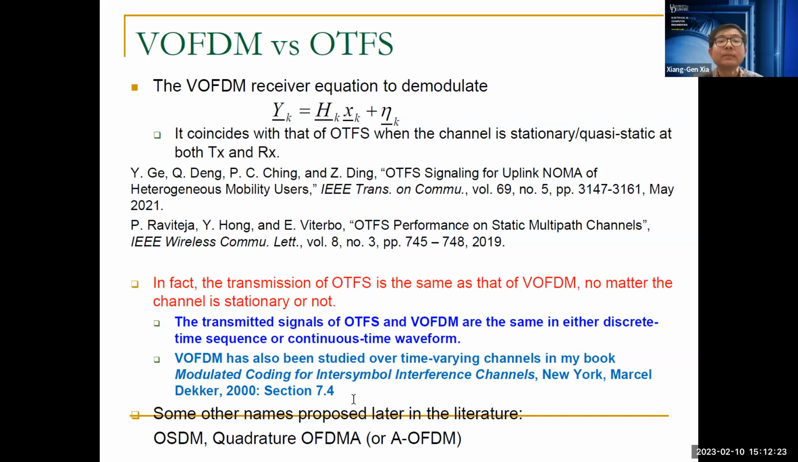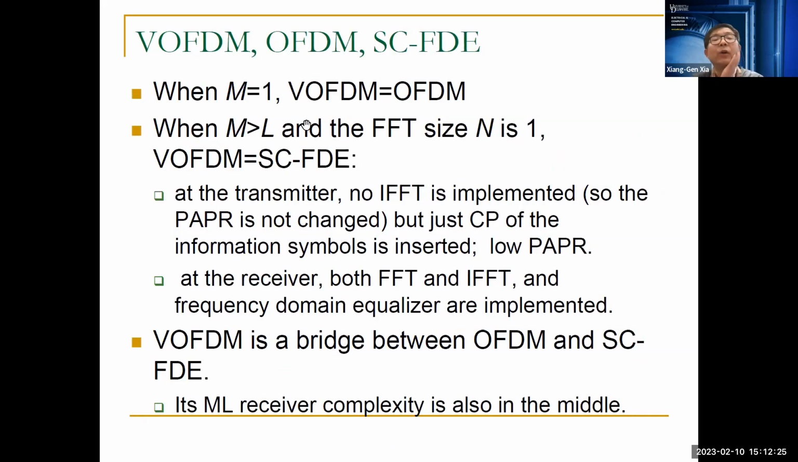Okay. So when the vector size is one, in other words, it's not a vector, then VOFDM is the same as OFDM. It's back to OFDM, right? That's clear. When the vector size is more than the channel length, and the FFT size is one, capital N is one, in this case VOFDM is the same as single carrier frequency domain equalization. So this is the uplink for LTE. And in this case, you don't have to do any IFFT.